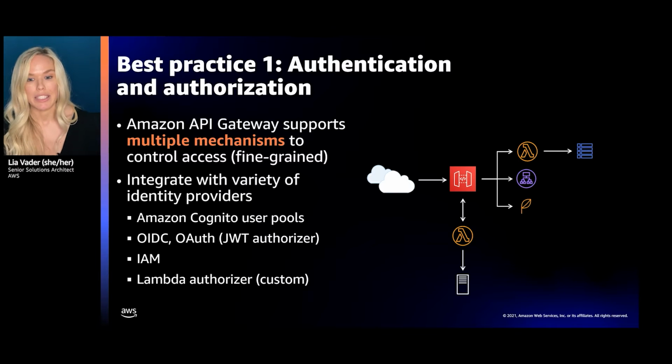IAM authorization is the best option for any client that has or can obtain IAM credentials. This allows you to take advantage of AWS SigV4, where every request is individually authenticated. And when you call AWS APIs, you're using the same SigV4 protocol. You are also managing policies the same way you do in IAM. This is a great option for internal, like service-to-service calls.